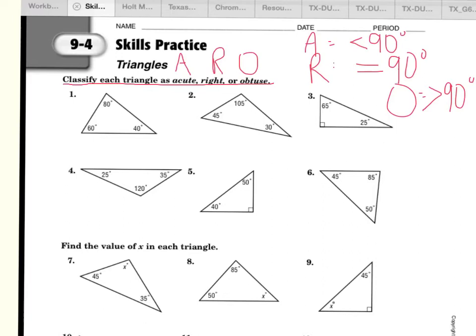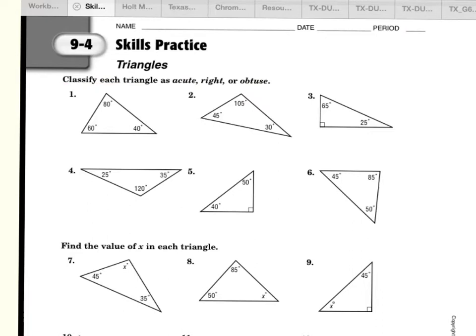All right. Let's see, how do I erase again? Okay, so acute, right, or obtuse. The way you do it is you label each angle, and whichever one is different from the acute angles, that's what it is. So 60 degrees, that's acute. 40 degrees, that's acute. And 80 degrees, that's acute. So this is classified as an acute triangle.